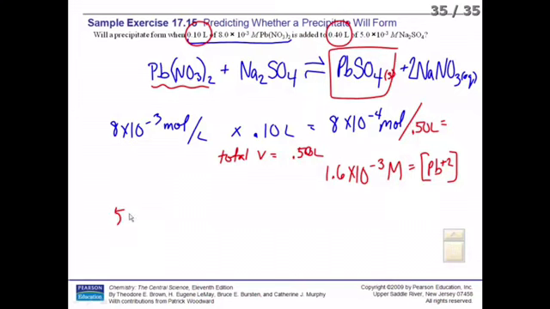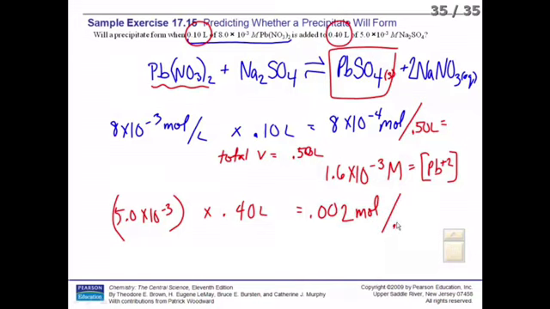So you've got 5.0 times 10 to the negative 3. And this time you've got 0.4 liters. So 5E negative 3 times 0.4. 0.002 moles. But remember, the new volume is now 0.50 liters. So then divide that by 0.5. You should get 0.004 molar.